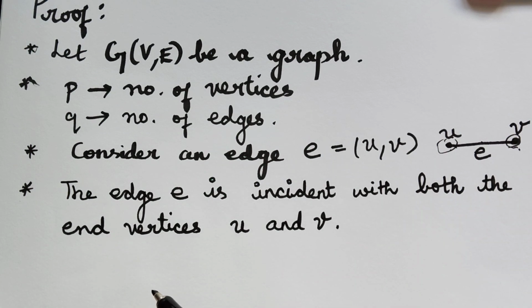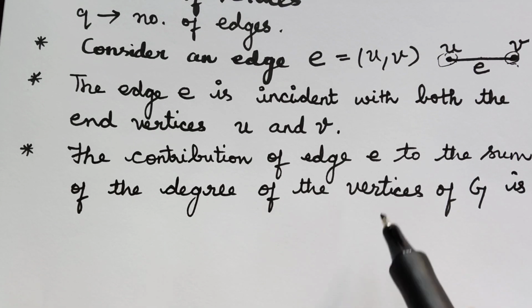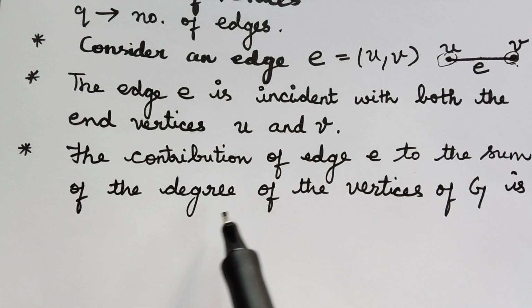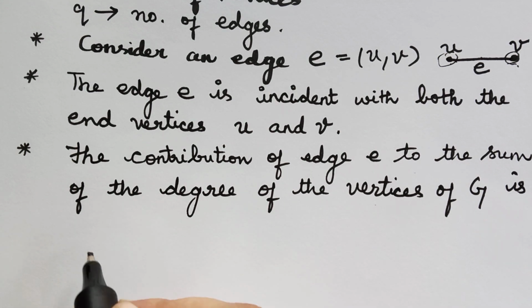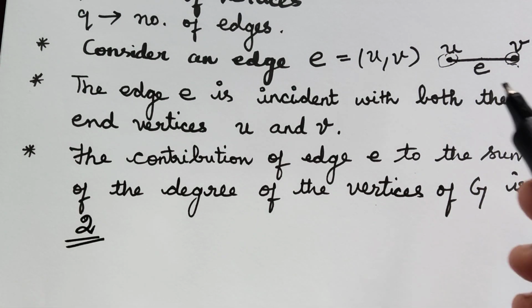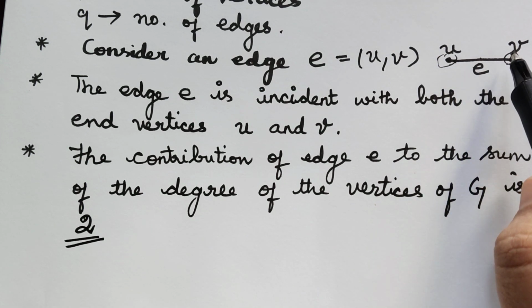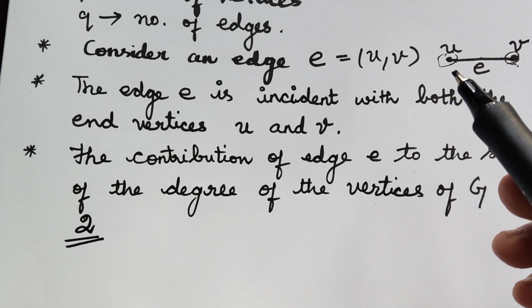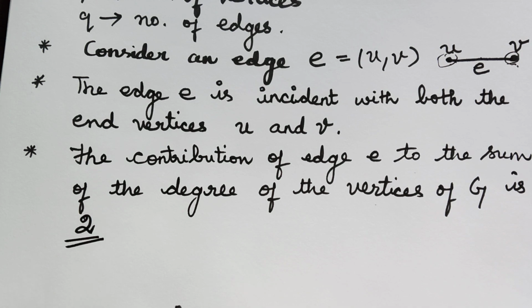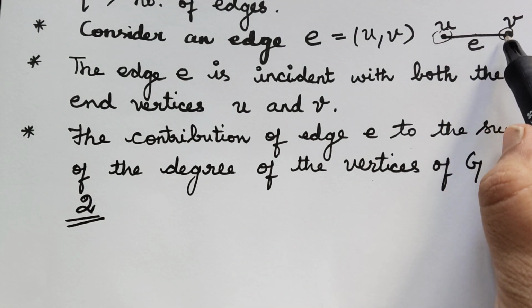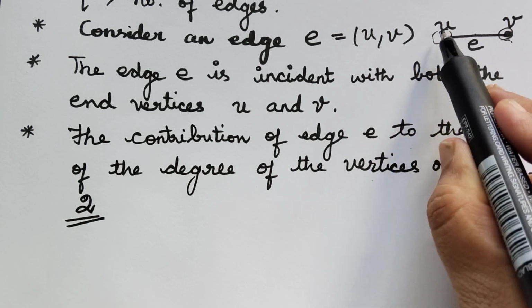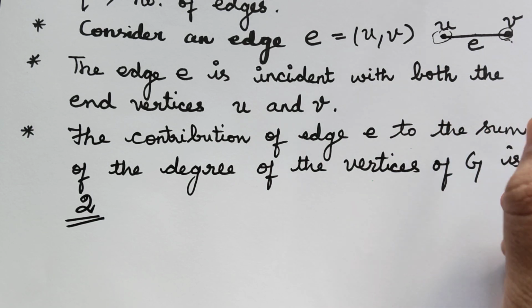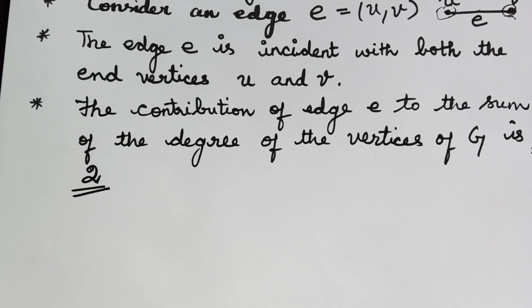So that we will write. So that I have written. So the contribution of the edge E to the sum of the degrees of the vertices of G is 2. That is, if you consider one edge, it will contribute 2 to the sum of the degrees of the vertices. Like that, if we consider every edge of G, it will be incident with 2 vertices, because one edge when we considered is incident with 2 vertices. Like that, every edge of G will be incident with 2 vertices.